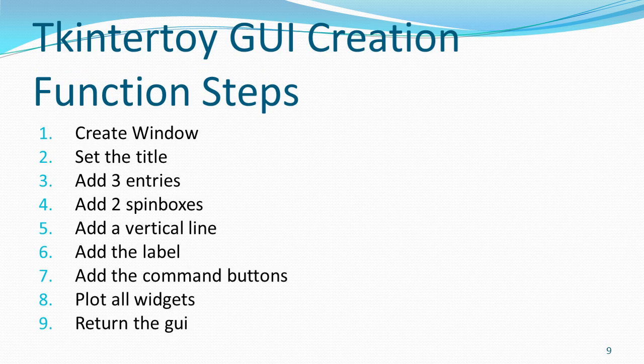Here's what we have to do to create our GUI. Our function is going to have to create a window, and then we'll set the title of the window. Remember, if you don't do this step, your title will default to TK. Then we're going to add our 3 entry widgets, and then our new 2 spinbox widgets. We'll add our vertical line, then add the label, add the command buttons. We'll plot everything, and then the very last line will be returning the GUI.